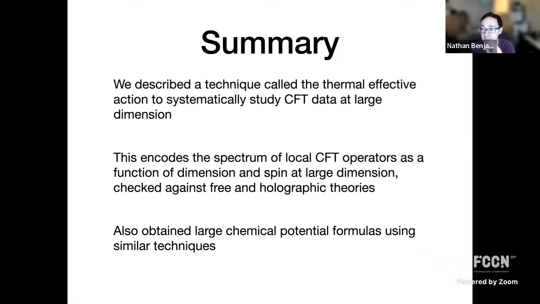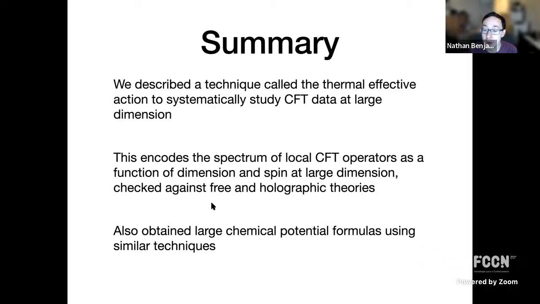So let me just summarize and then I'll take questions. In this talk, I described a technique called thermal effective action that systematically studies CFT data at large dimension. This is kind of a cheat. We don't have modular invariance, but we do have effective field theory, and this allows us to reproduce a lot of the results of modular invariance just using the principles of EFT. And this encodes the spectrum of local CFT operators as a function of their dimension and spin at large dimension, which we checked in this talk against free and holographic theories.